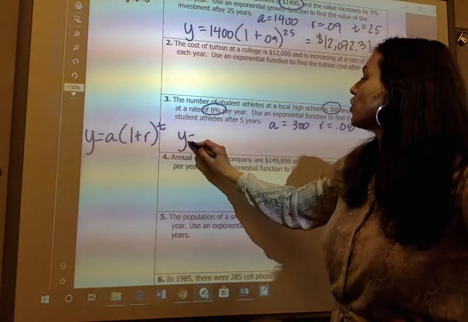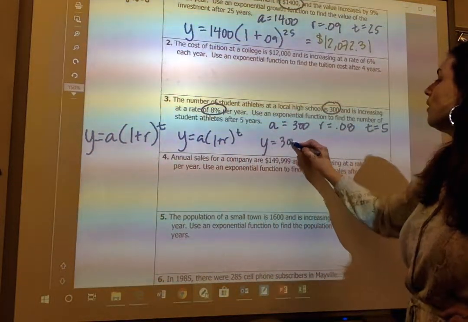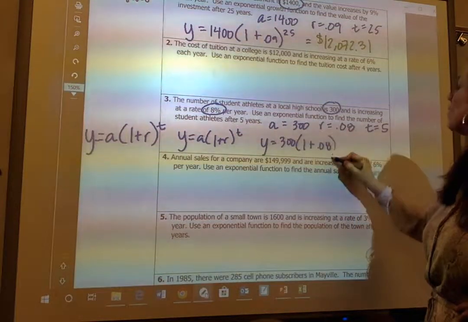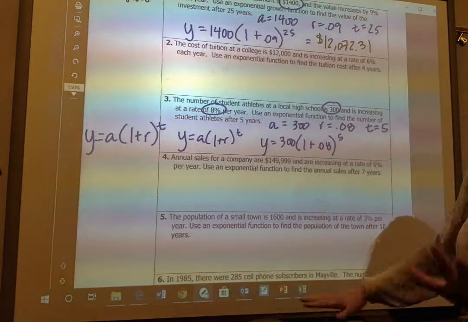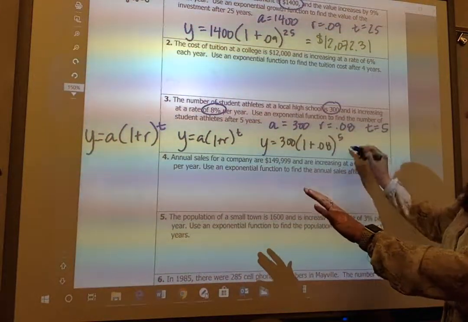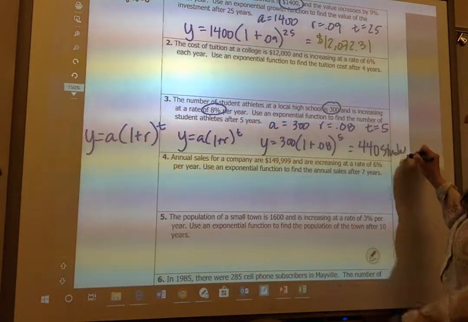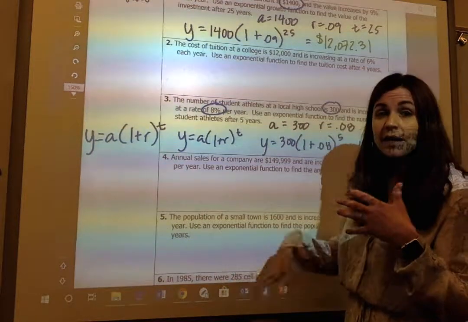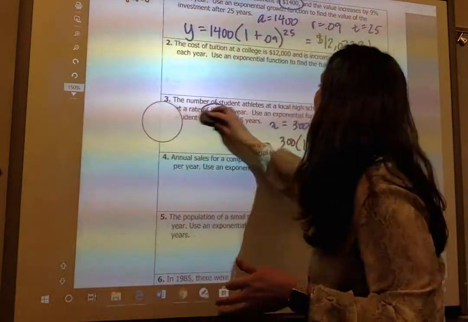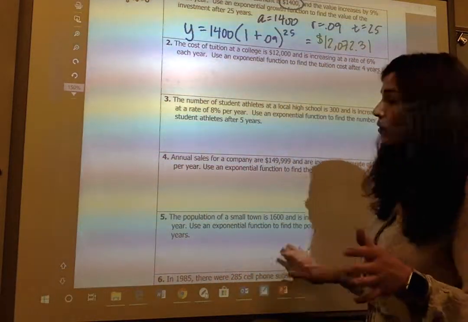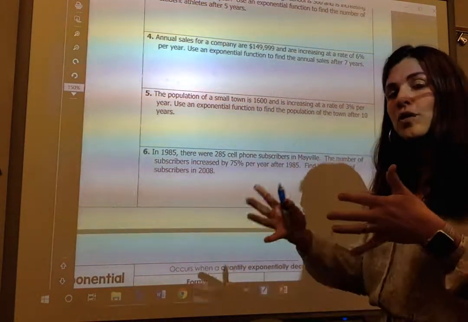So I use this equation, and I'm just going to plug in values. Y equals 300, 1 plus 0.08 raised to the 5th power. And I'm going to let my calculator do the work for me. And in the magic of the calculator, when I type it in, now that you know how to do it, you should be getting 440 student athletes. Okay? So to save time for this, I do want to give you the answers, and I want you to work these out. I'm going to identify your information and tell you the answer for your notes, and then you can always check them with your calculator to make sure you're understanding.